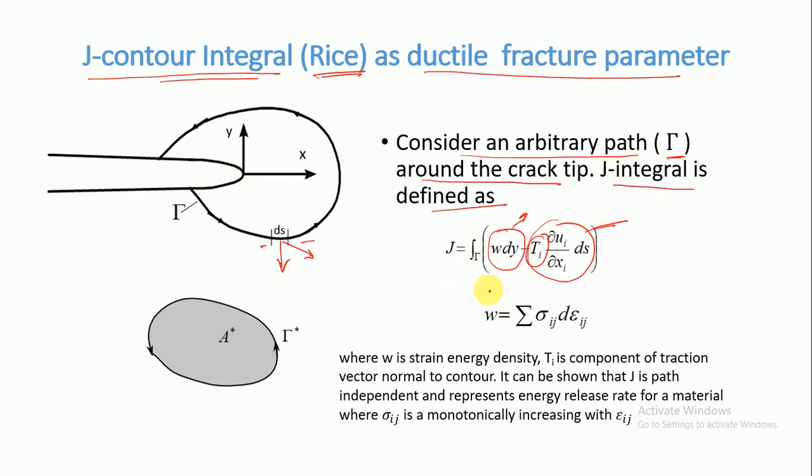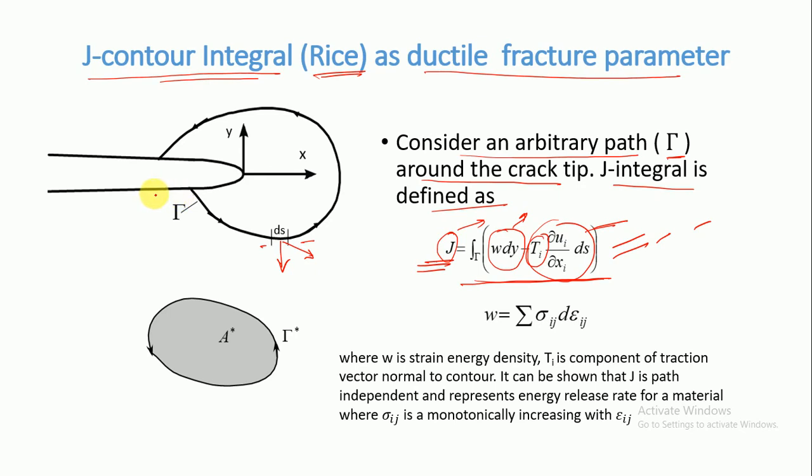And here we can see that this is also an energy approach, and the J parameter is equivalent to the Griffith energy release rate. And here this J is path independent.